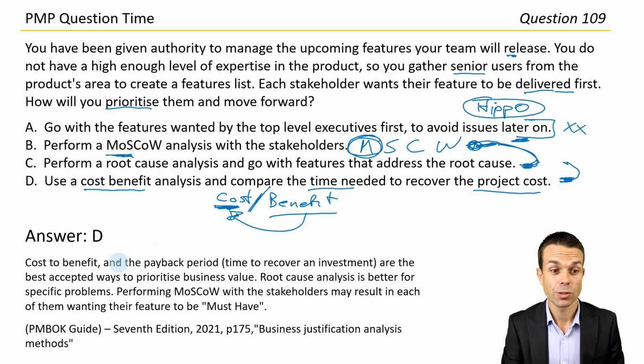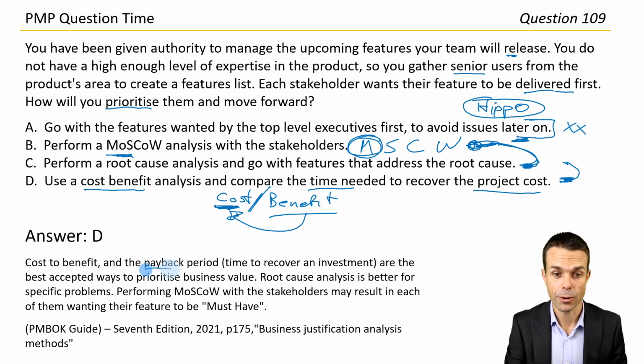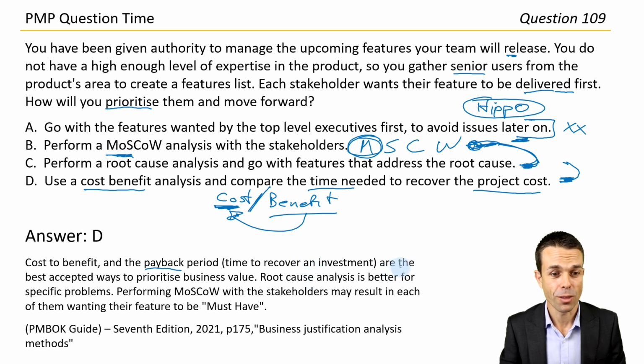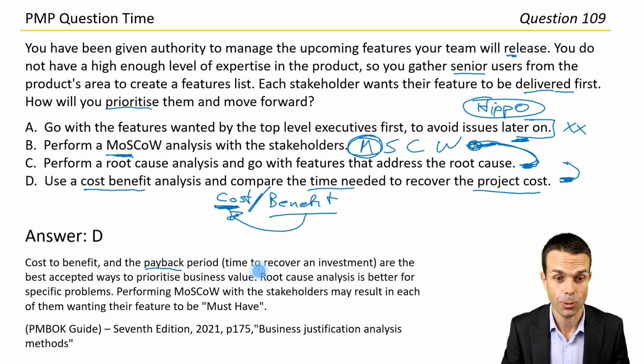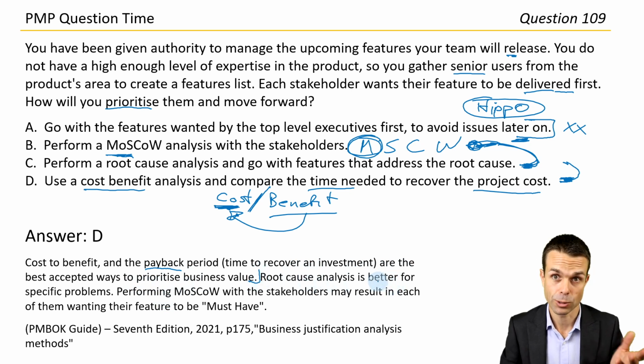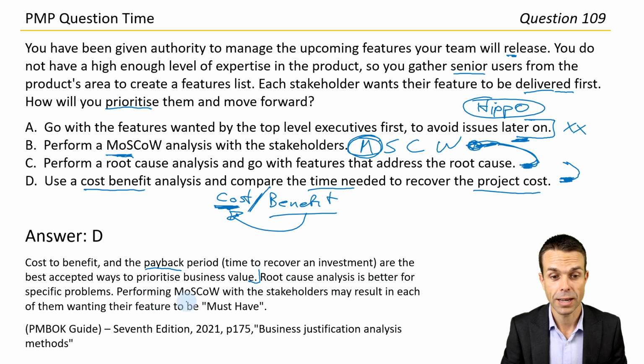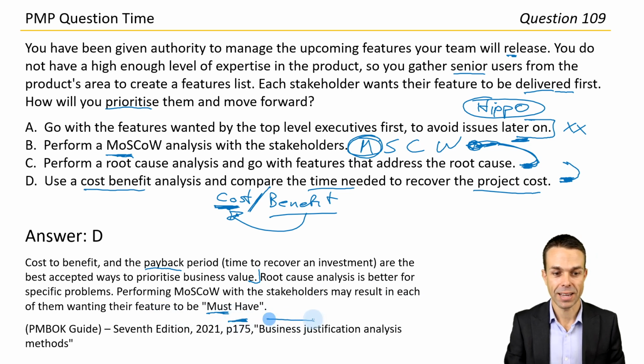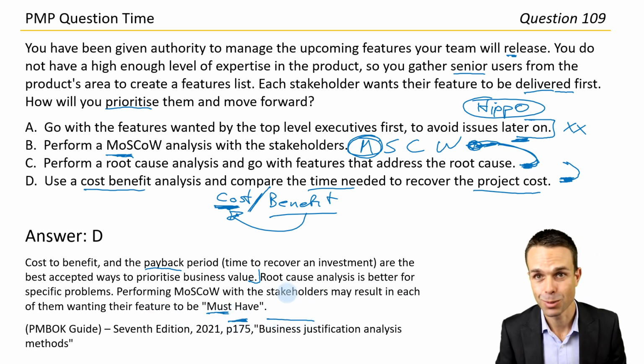Okay, cost to benefit and the payback period, time to recover an investment. That's what they were talking about. Are the best accepted ways to prioritize business value? Well, there you go. Something for the real world, something we can take away and use. Root cause analysis is better for specific problems, which we didn't know what they were. Performing Moscow with the stakeholders may result in each of them wanting their feature to be must-have. Yes, indeed. Page 175, business justification analysis methods, direct from the PMBOK guide again.